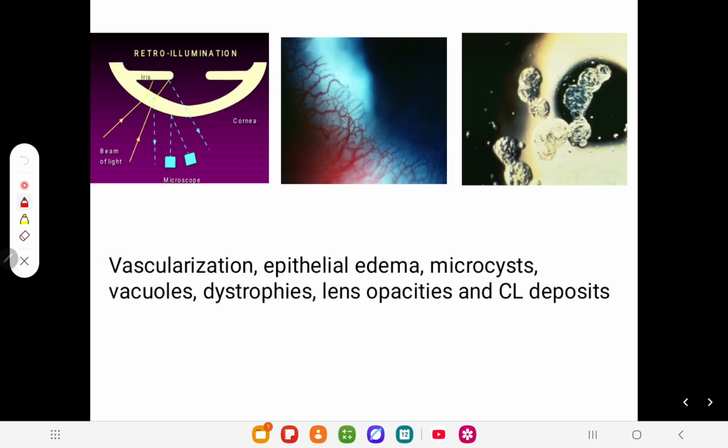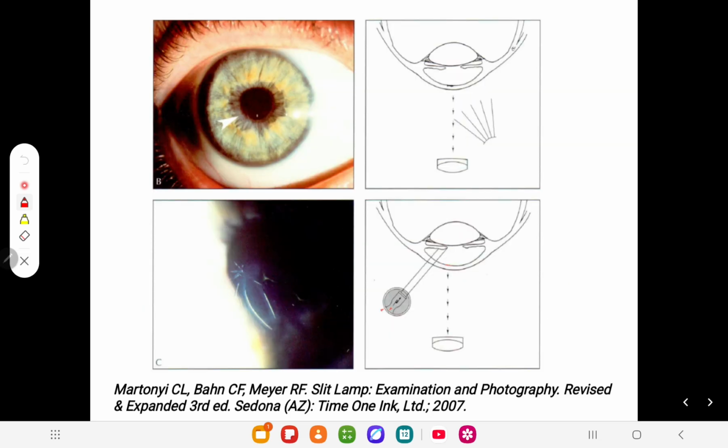Okay, so in this picture particularly, see, light is thrown to the iris, but this particular area is seen. From the iris light is reflected back and the particular area is seen. Can't you see? Light is thrown in another place, then corneal blood vessels, new vascularization can be seen here. This is the typical picture of ICL. So basically, vascularization, epithelial edema, microcysts, vacuoles, dystrophies, lens opacities, and corneal deposits, they can all be seen in retroillumination. So this is the picture.